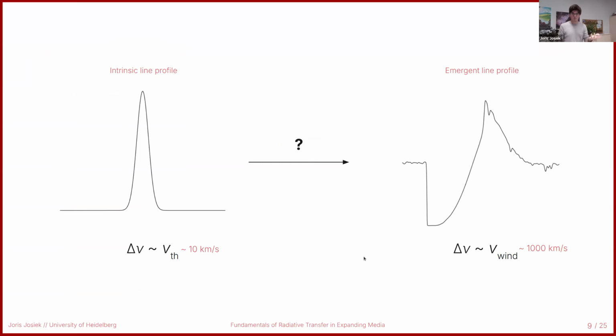Coming back to the motivation of this talk: on the right, we have this emergent line profile, which is what we observe. On the left, we have the intrinsic line profile, which is just this very thin, very narrow peak. You can see there's a difference, because the intrinsic line profile is narrow in the sense that its width is proportional to the thermal velocity, which is on the order of tens of kilometers per second. Whereas the width of the emergent line profile is on the order of the wind speed, which can be thousands of kilometers per second. So the entire question of radiative transfer in this problem is: how do we get from one to the other?